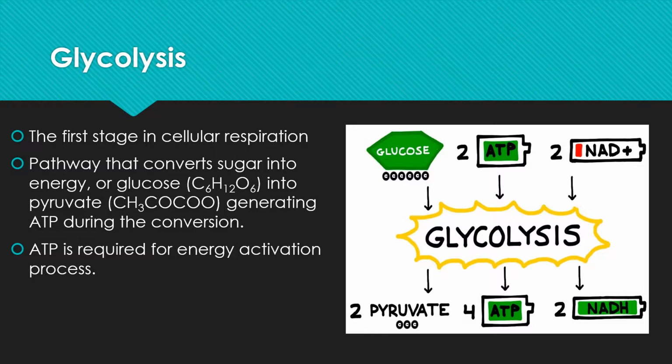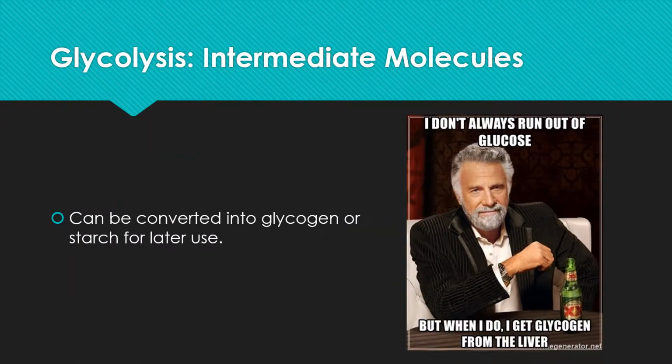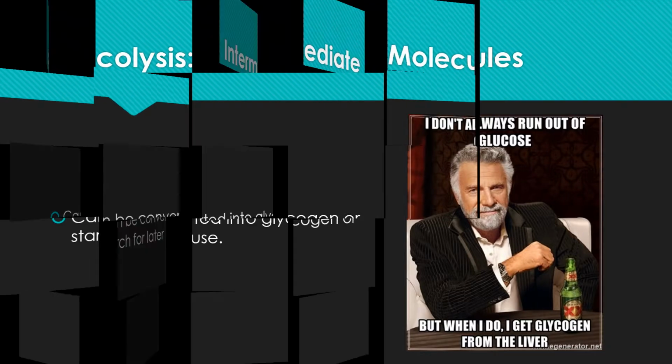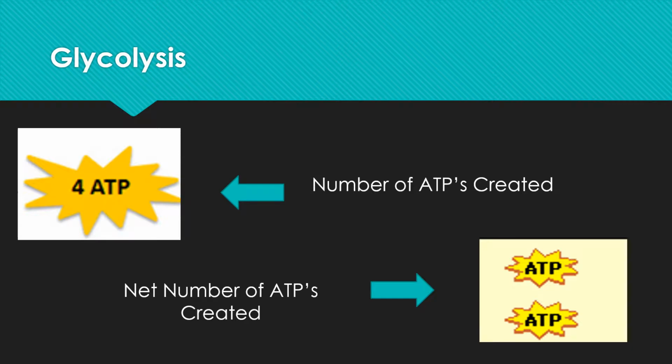To kickstart the activation of glycolysis, ATP is required. The starting molecules of glycolysis are 6 carbon molecules of glucose, which are broken down into 2 pyruvic acid molecules and 2 ATP molecules. The intermediate molecules of glycolysis, like starch and glycogen, can be converted into glucose storage molecules for later use, instead of continuing through the glycolysis pathway. In glycolysis, there are a total of 4 ATP and a net of 2 ATP.